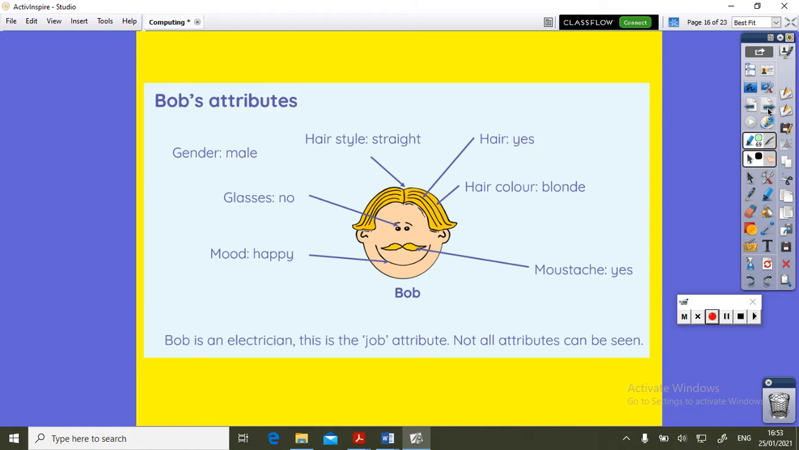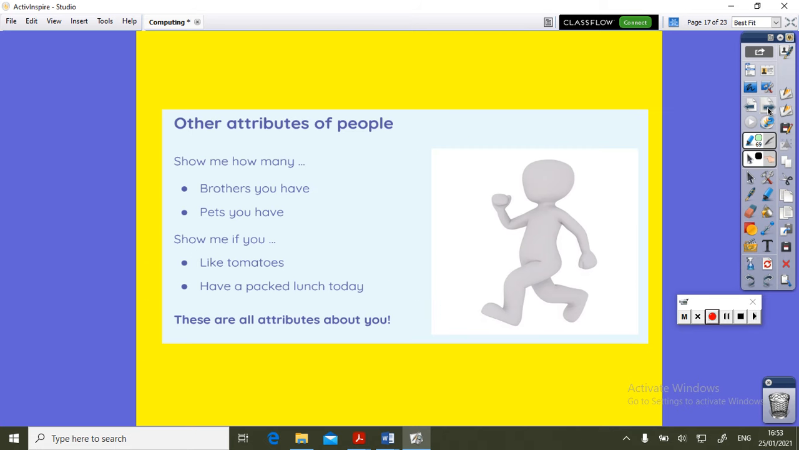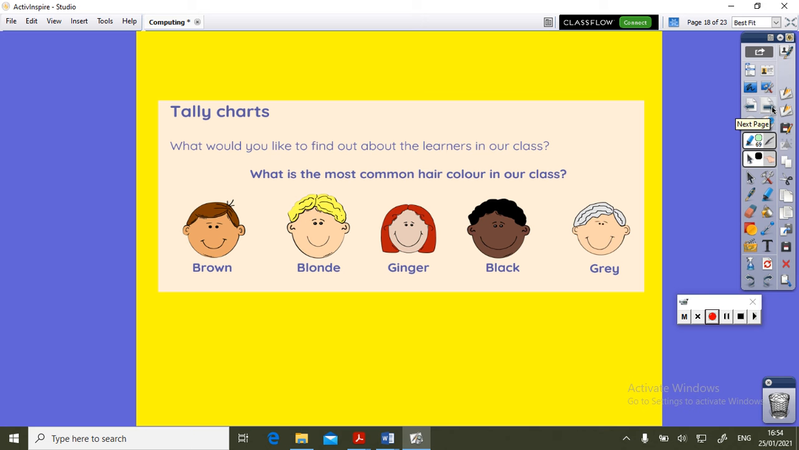So for example, obviously we know that you can have the attributes as the things that are in their appearance, so hair color, moustache, perhaps their mood as well. But sometimes we could use the job as an attribute, or things that they like. So not all attributes can be seen all the time. So today's task, we will choose an attribute that cannot be seen to do our pictogram or a tally chart about.